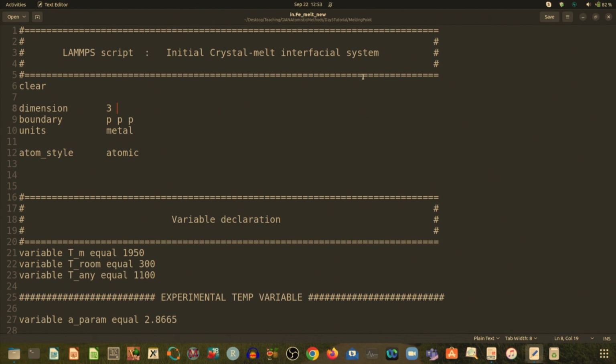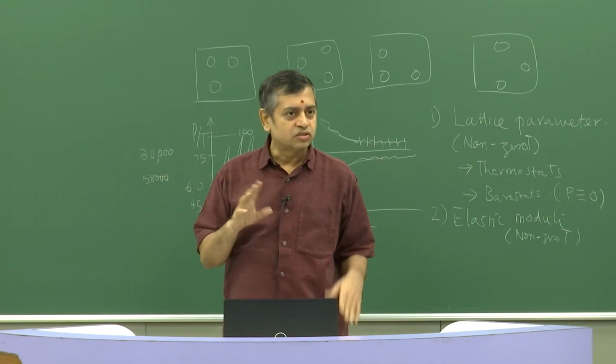Okay. We have not told what the map is. I think map by default is array, right? Yeah, so that is the default value.